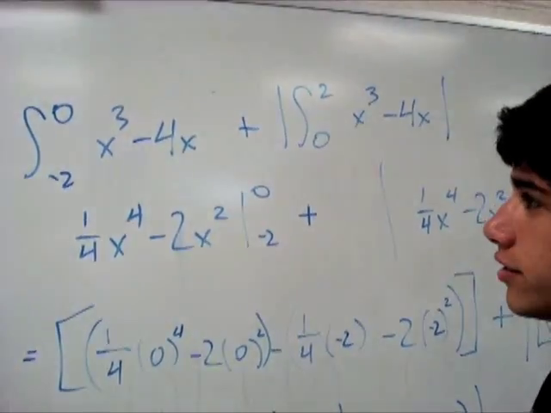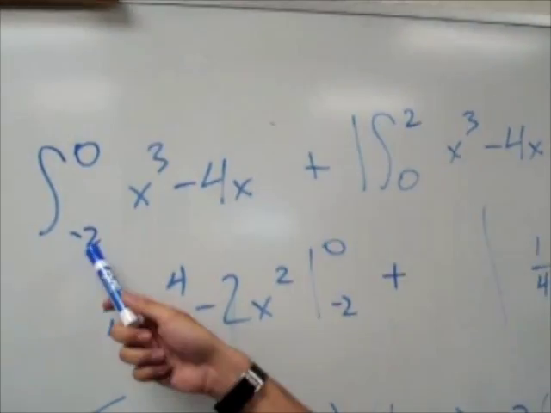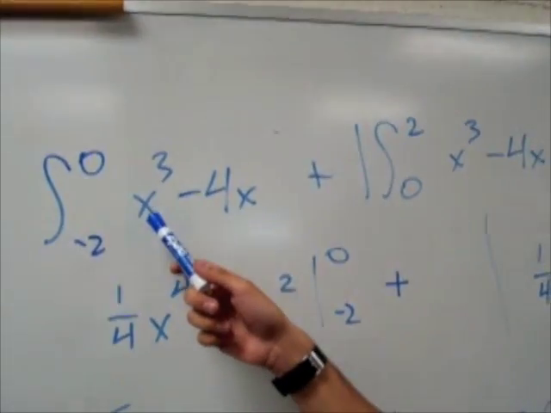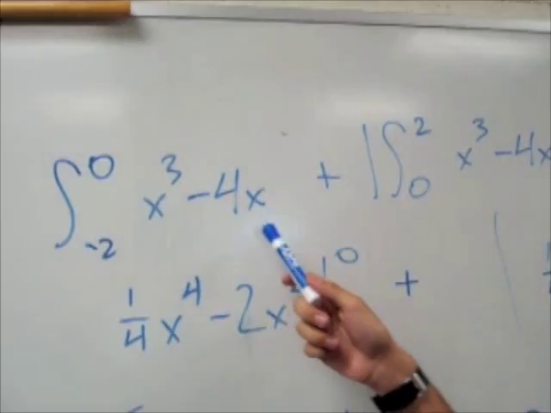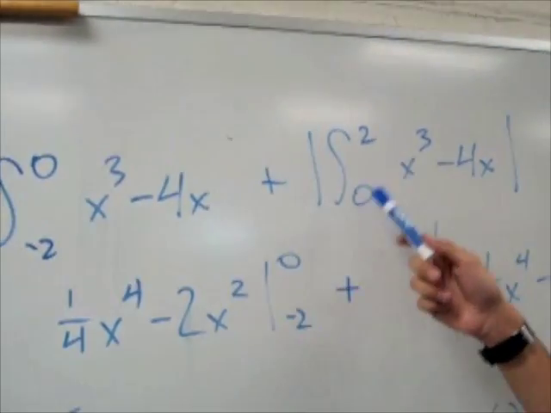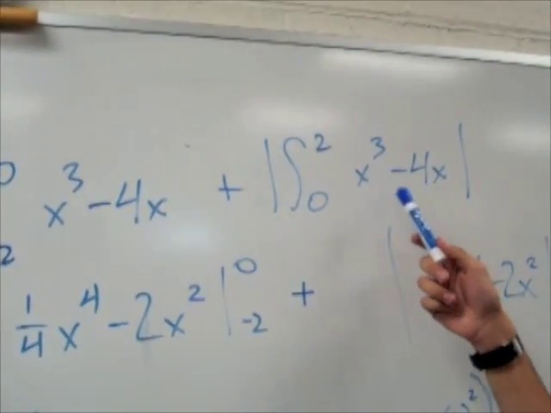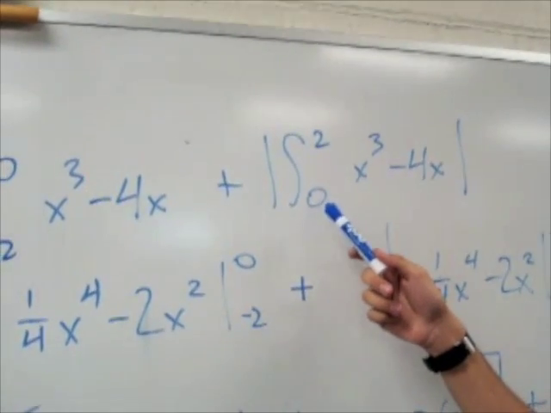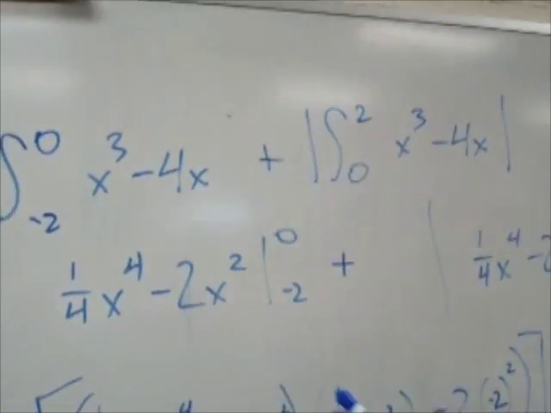As you can see in our nice new colored marker, over the limit -2 to 0, we're going to integrate the function x cubed minus 4x and then add the absolute value of the integrated function over the limit 0 to 2.